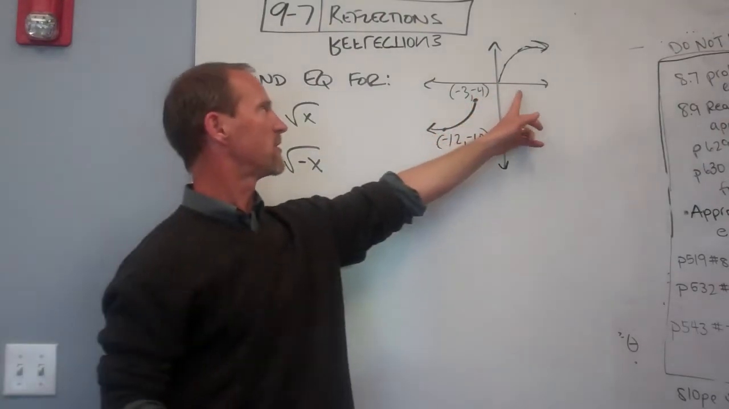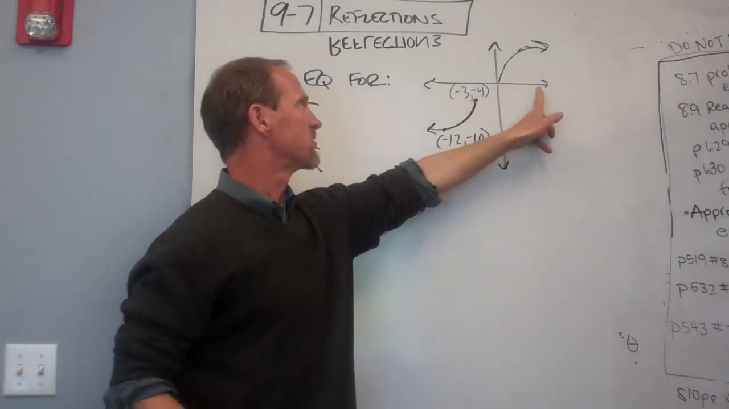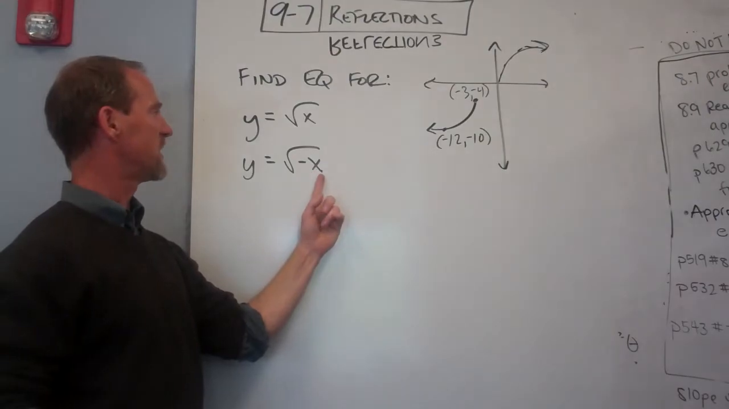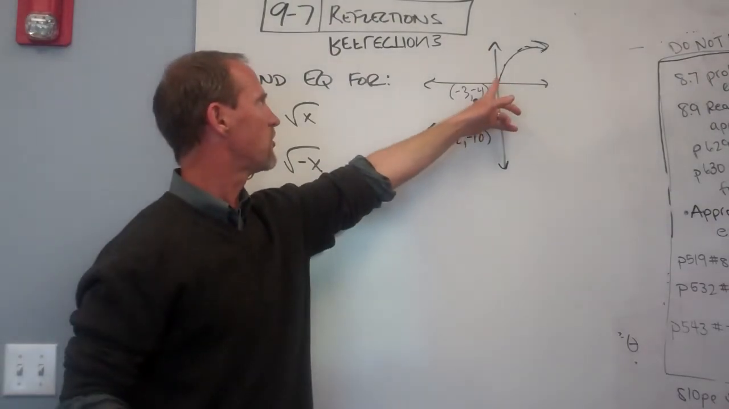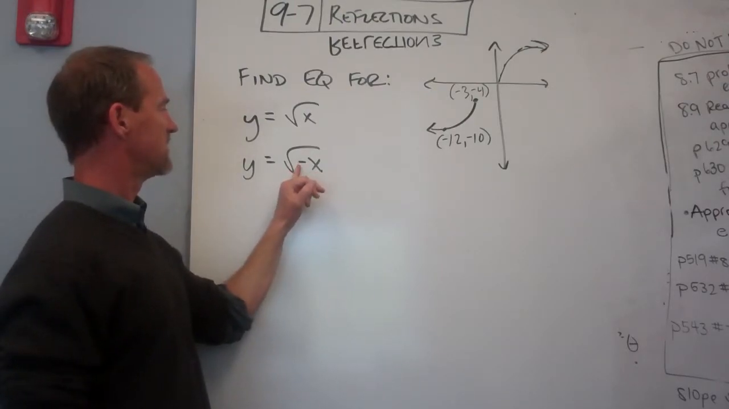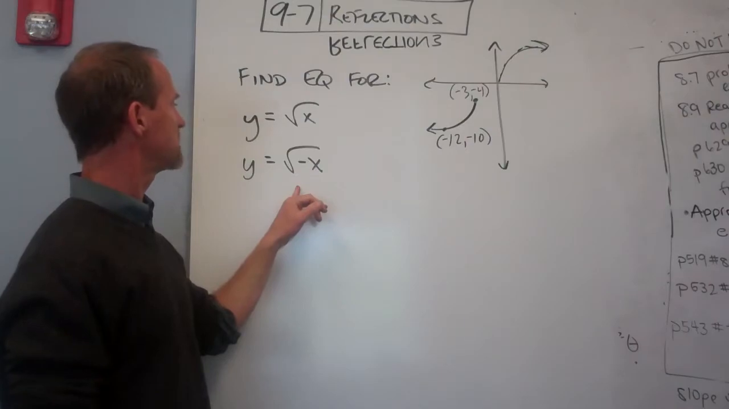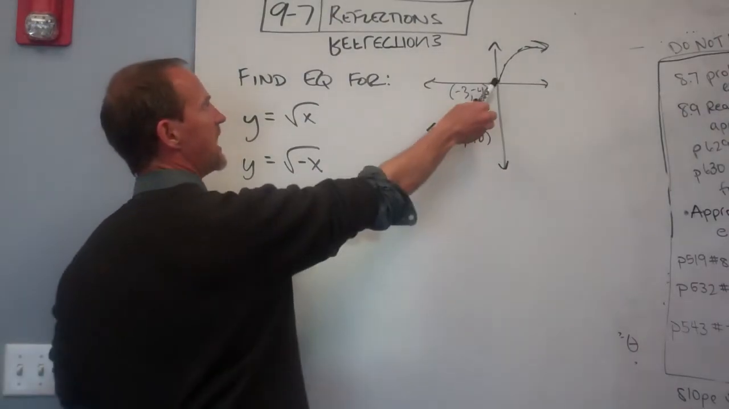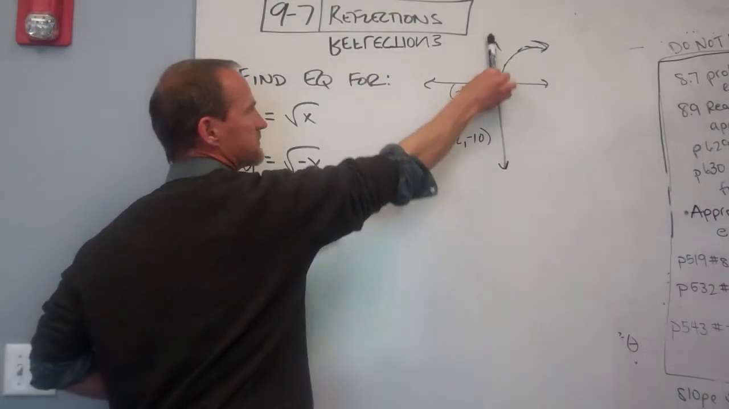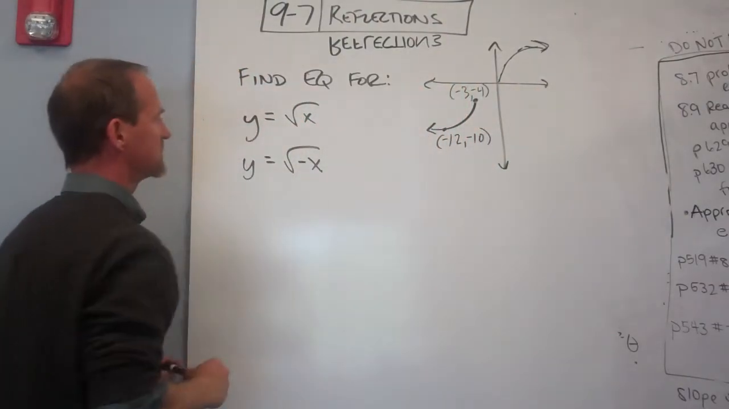So before, if our parent function was like this, now I can't go in the positive direction because there's no way to take the square root of a negative. My function will only show up if I go to the left of the origin and go negative, because then that will switch it to positive and I can take the square root of the positive. So this has the effect of taking this and reflecting it over this vertical y-axis. Changing the x to negative will flip it over the y-axis like that.